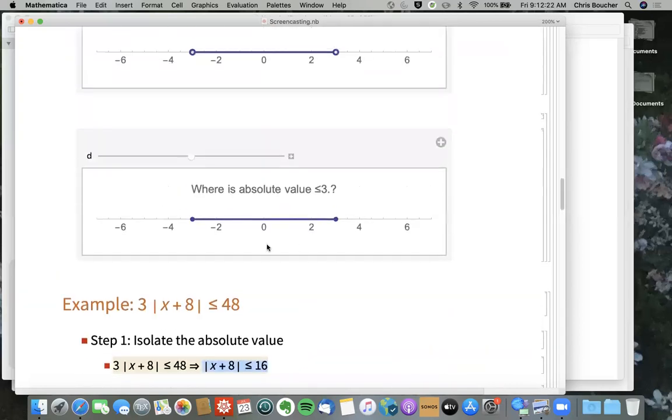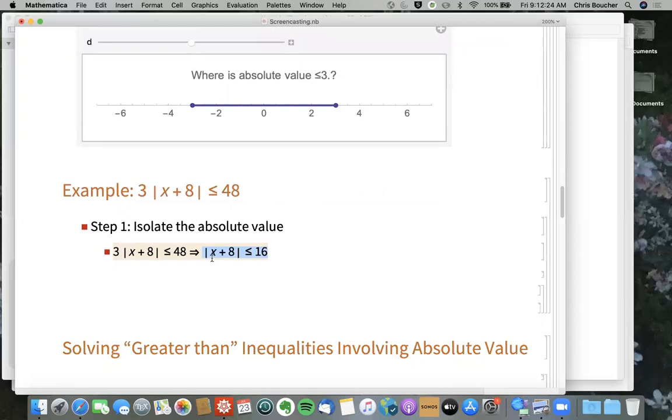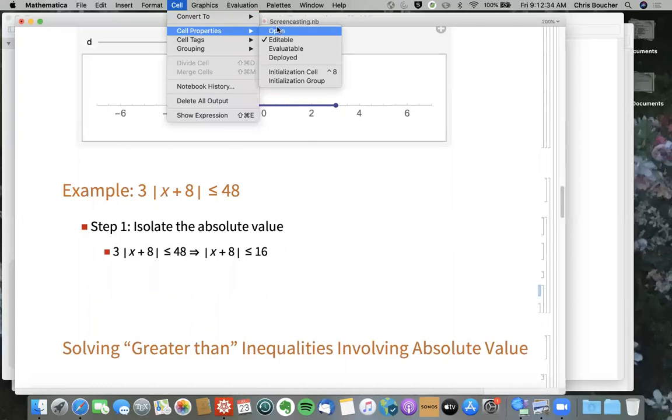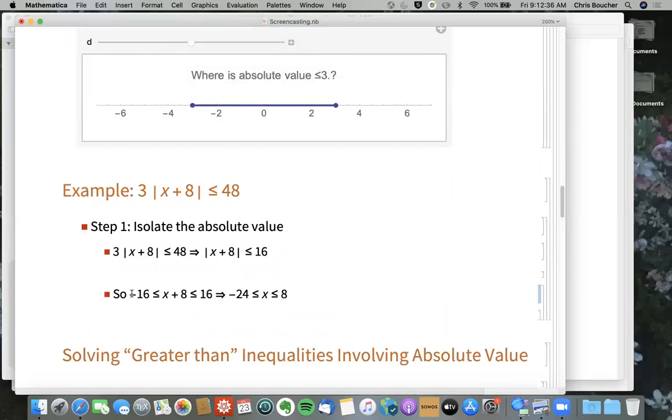And now I'll just use what we did up here to interpret this. If something's absolute value is less than or equal to 16, it means that that thing is between negative 16 and positive 16. So that means in this case, that x plus 8 is between negative 16 and positive 16. Notice how we can write between using a string of inequalities, right? So if you are between negative 16 and positive 16, it means you're greater than or equal to negative 16 and less than or equal to positive 16. And we can write that very compactly like this.